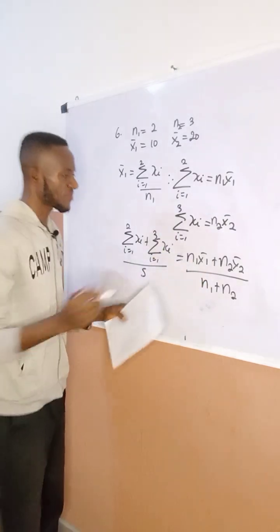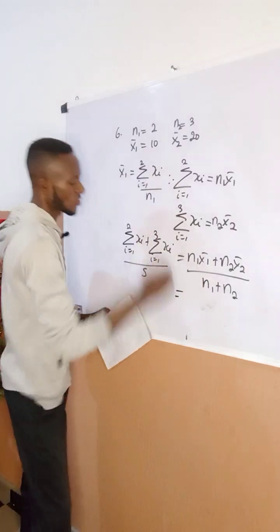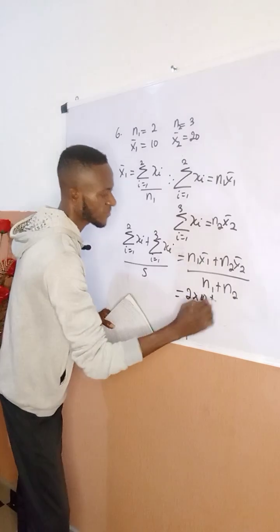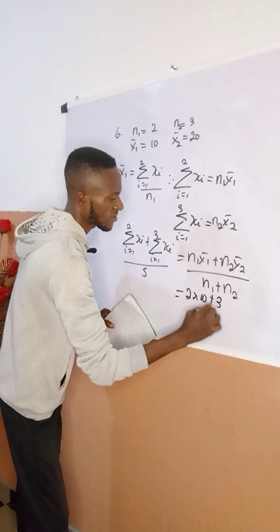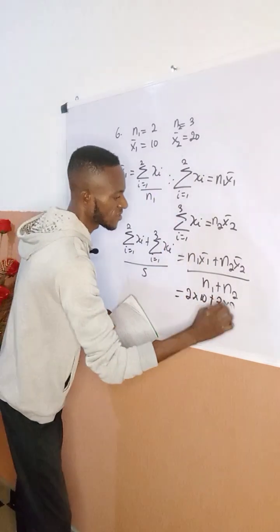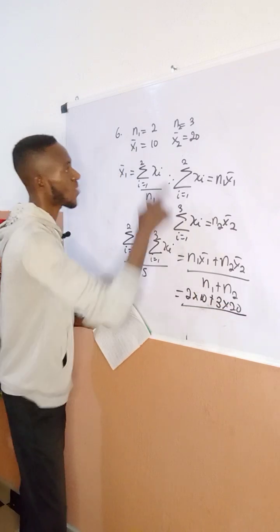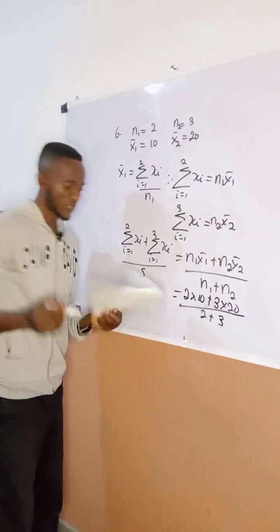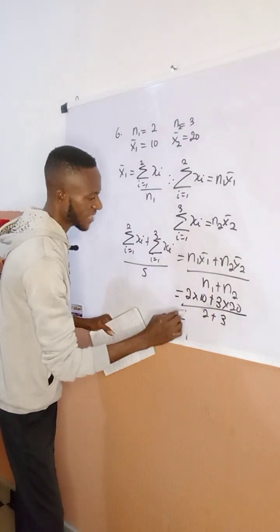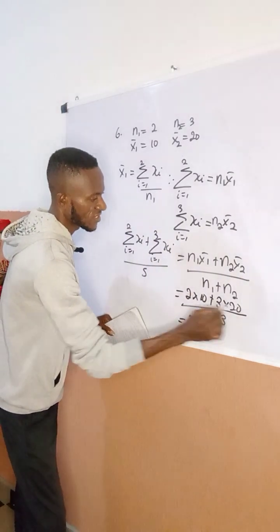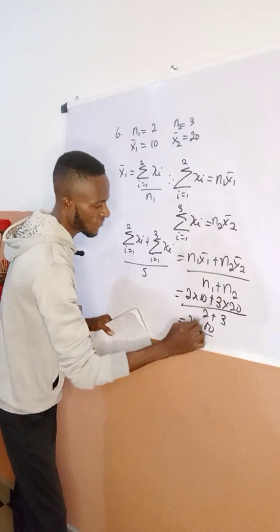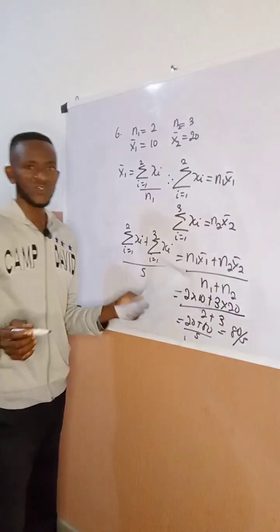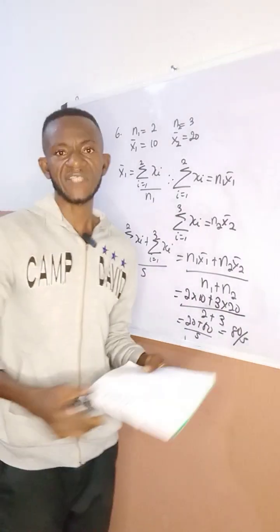So what you are going to do now becomes this: my n1 is 2, you have 2 times my x bar 1, which is 10. The sign here is plus. My n2 is 3 times my x bar 2, which is 20, all over my n1, which remains 2, plus 3. So this time this is 20 plus this time this is 60, all over 5, which is 80 all over 5. So with that, you must have arrived at the answer.